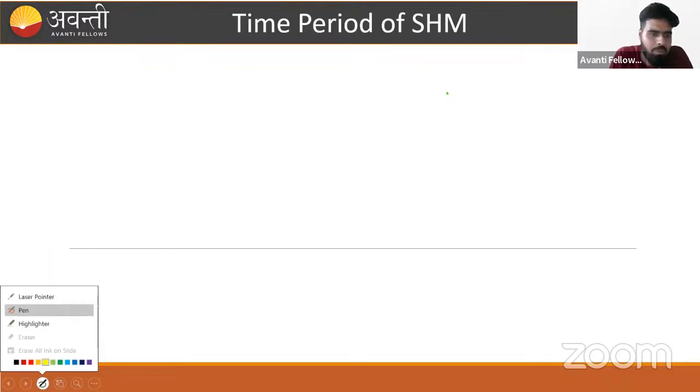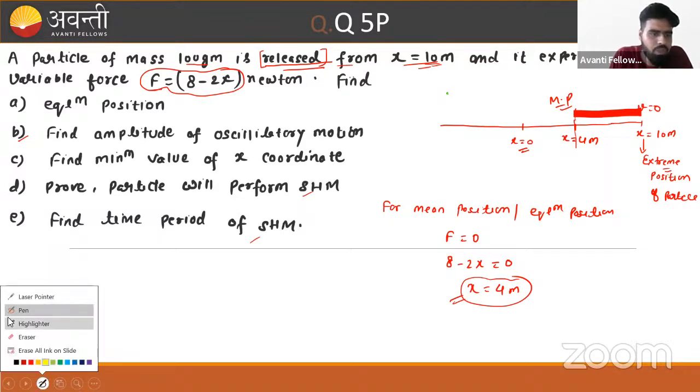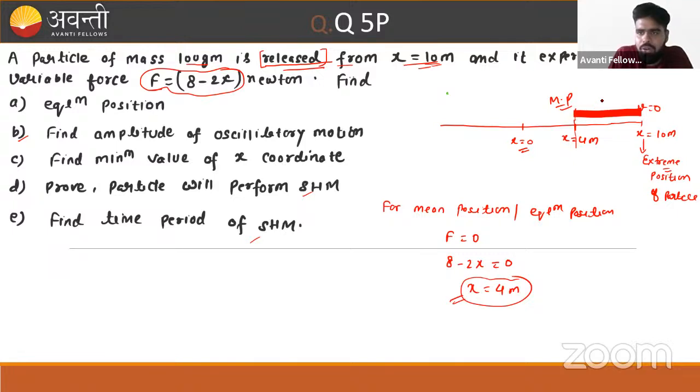And what is the value of the amplitude, beta? From here, this is 10 meter. From here, this is 4 meter. So this value is nothing but 6 meter. I hope this is clear to you. What is the equilibrium position? That is x equal to 4 meter. That is the answer of the first part. What is the amplitude? A equal to 6 meter.